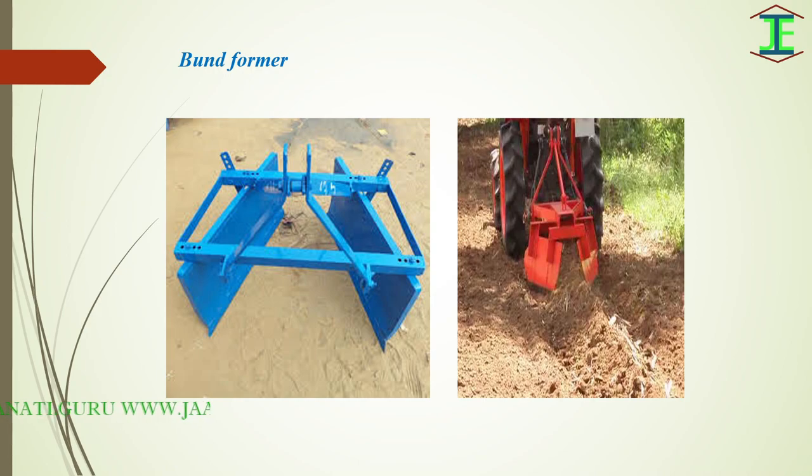These buns are required for holding the water and growing the crop, so we make these ridges and furrows. And there is another implement called the ridger, which is also called a furrower, ridging plow or double moldboard plow. Like the bun former, it also makes buns and furrows, that means furrows and ridges. Mostly this ridger will have a V-shaped or wedge-shaped share.